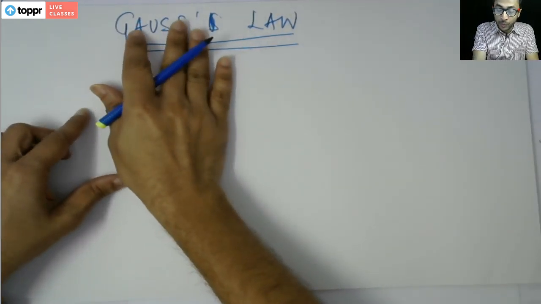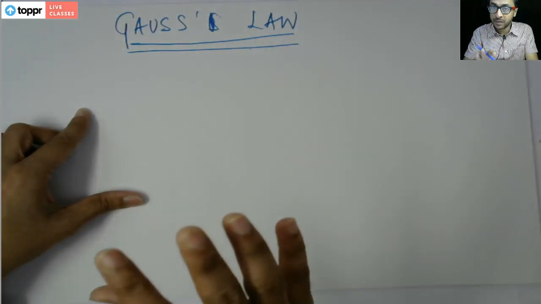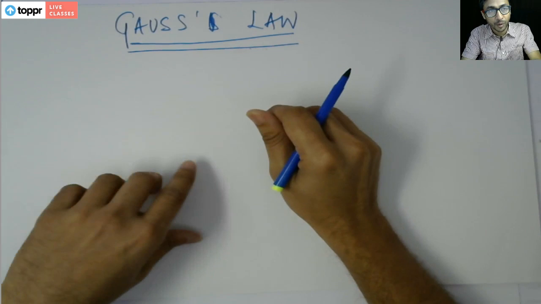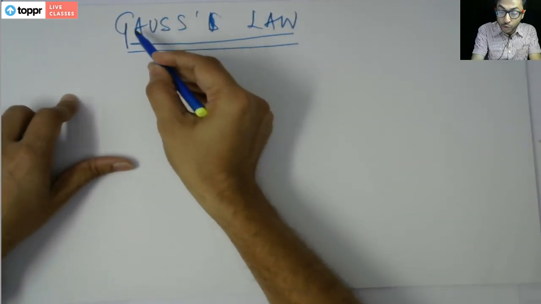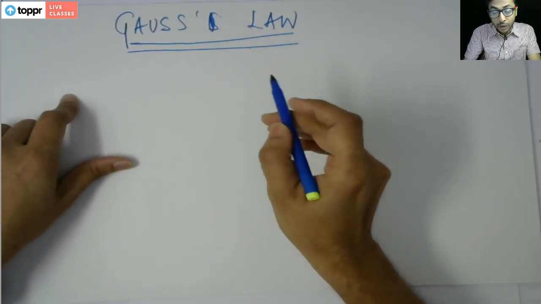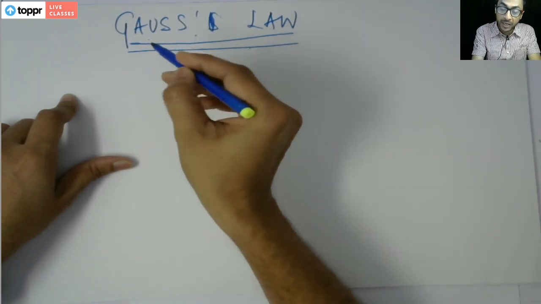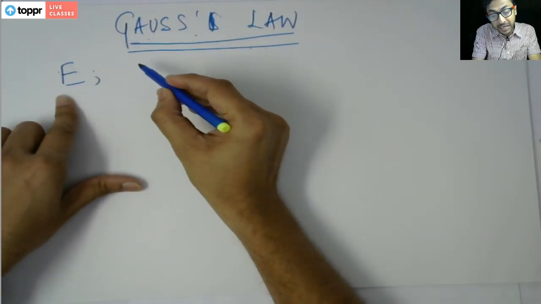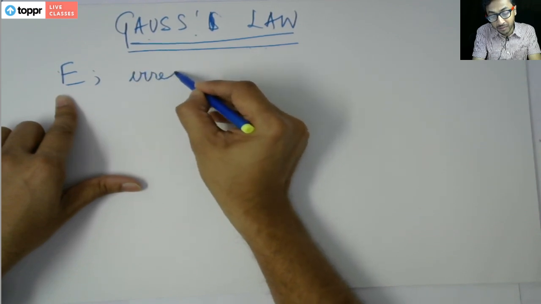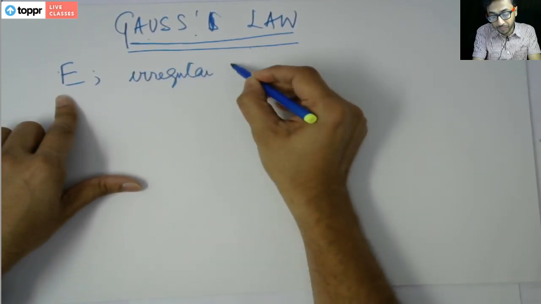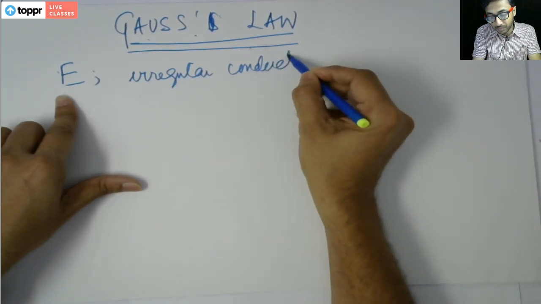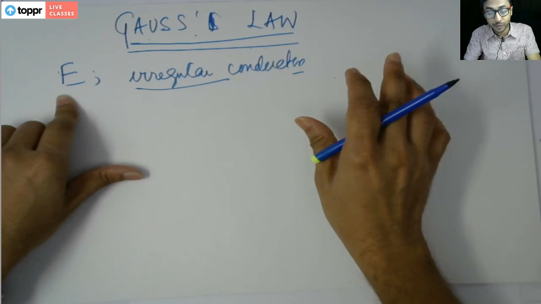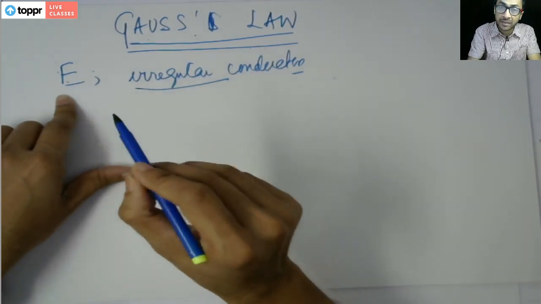Let us see. We will just jot down what we have studied in Gauss's law, and move on to solving problems. So what does Gauss's law say? With the help of Gauss's law, we can easily derive the electric field for any irregular conductor. Definitely, it will hold true for regular conductors also, but easily we can derive E.